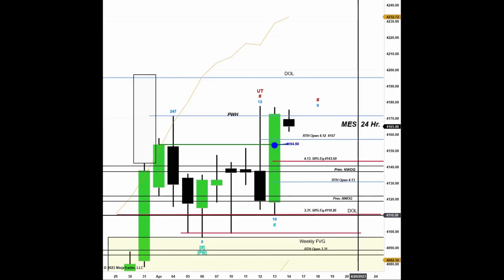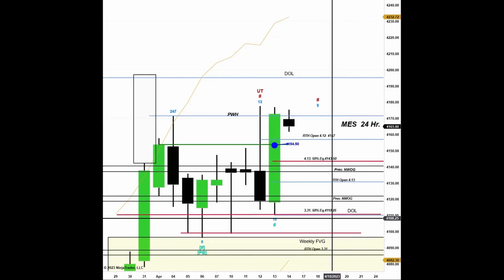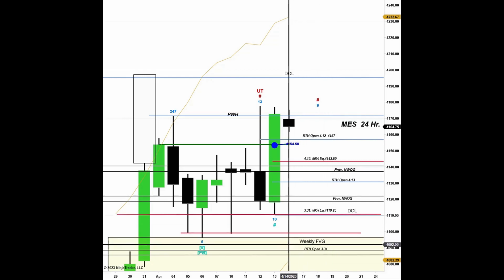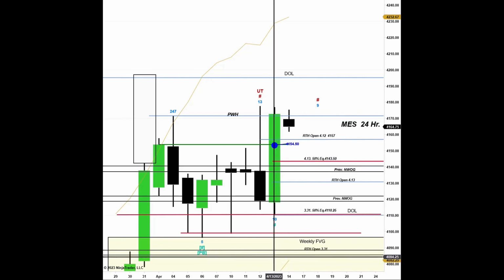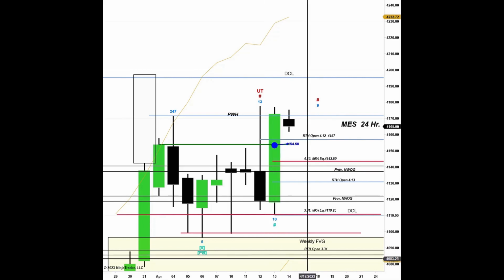So 41.10 is this big number down here. If we were to go lower than that, I think we attack the weekly fair value gap. But again, this may be in May for earnings. Let's go to the next chart.